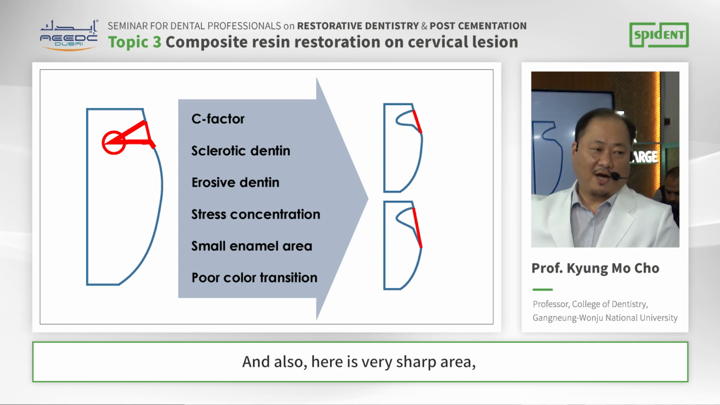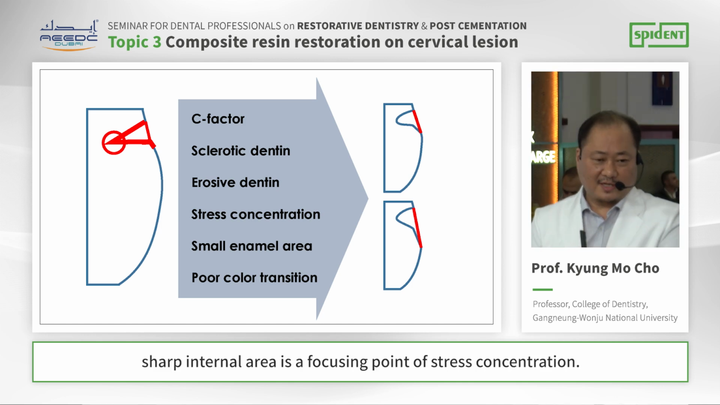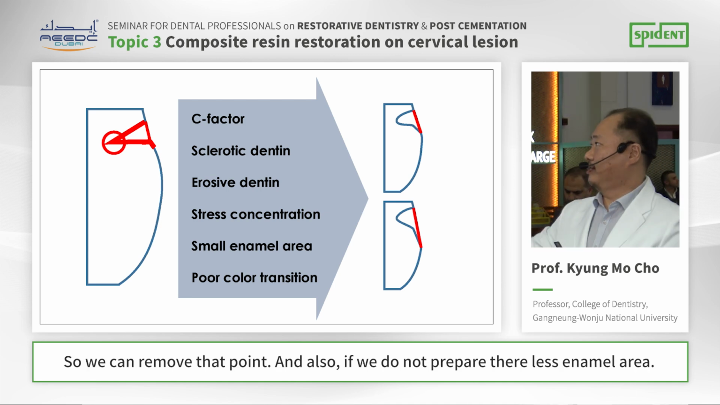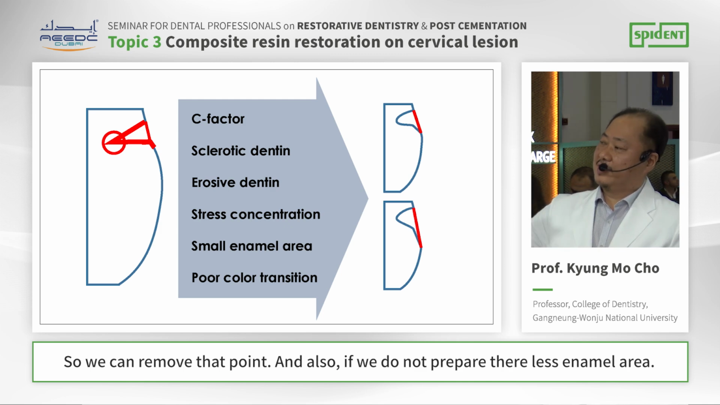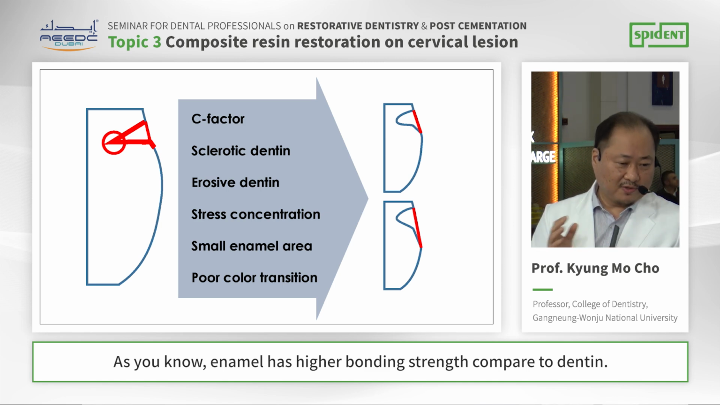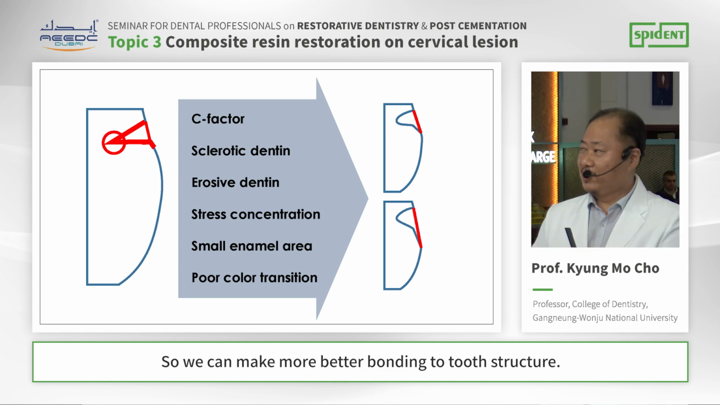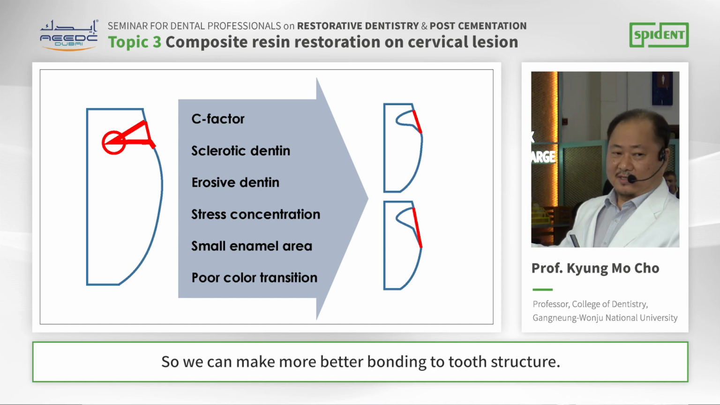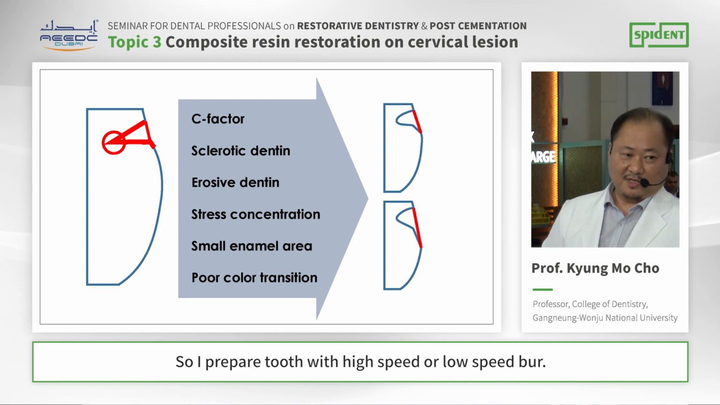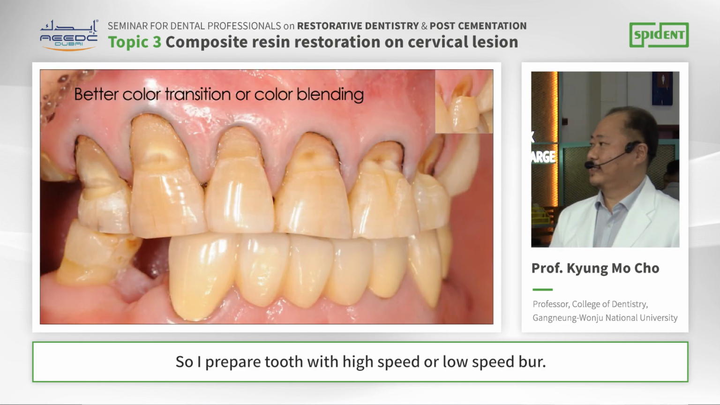And also, here is a very sharp area. A sharp internal area is a point of stress concentration, so we can remove that point. And also, if you do not prepare, there is less enamel area. As you know, enamel has a higher bonding strength compared to dentin, so we can make better bonding to enamel structures. So I prepare the tooth with a high-speed or low-speed bur.